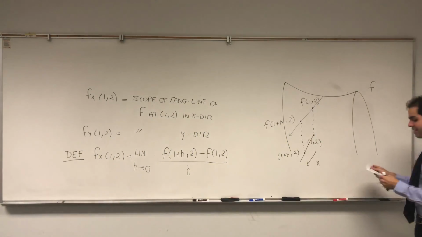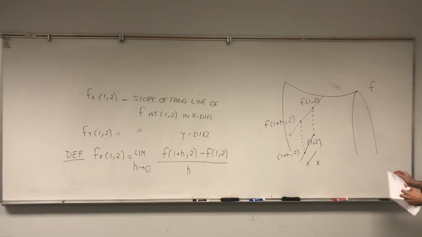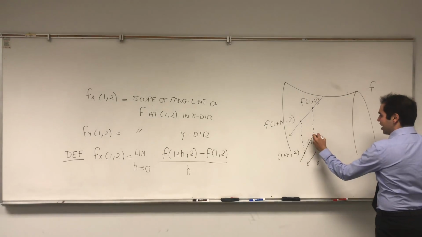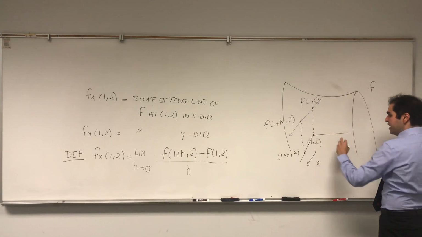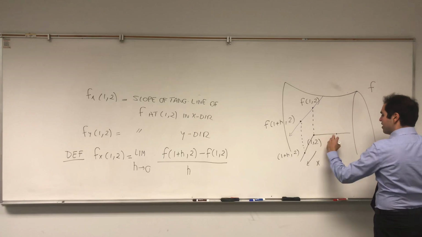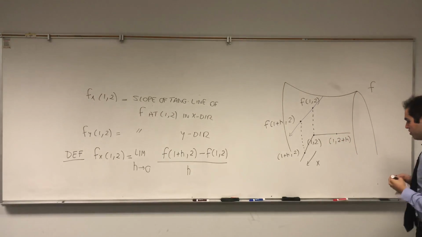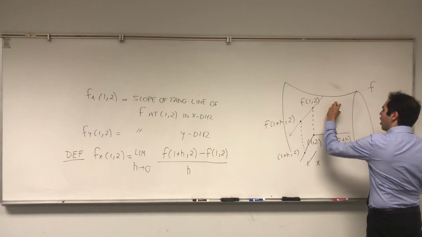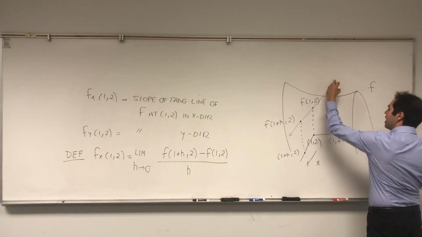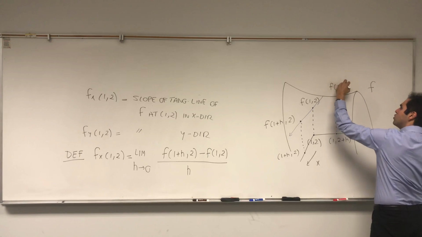And of course, you may guess what happens in the y direction. This time, you just take a little increment, but in the y direction. So you take (1, 2 plus h). And if you go up with f, you get f(1, 2 plus h).